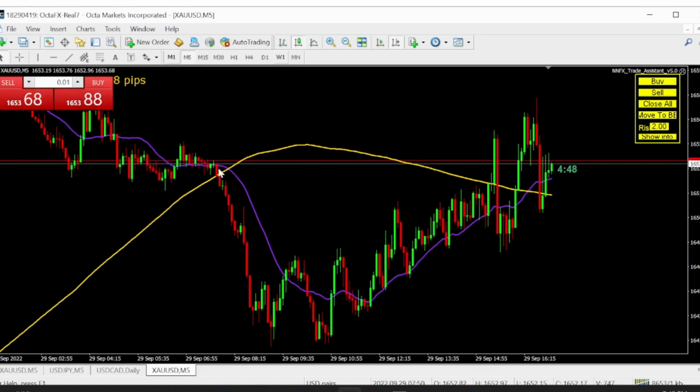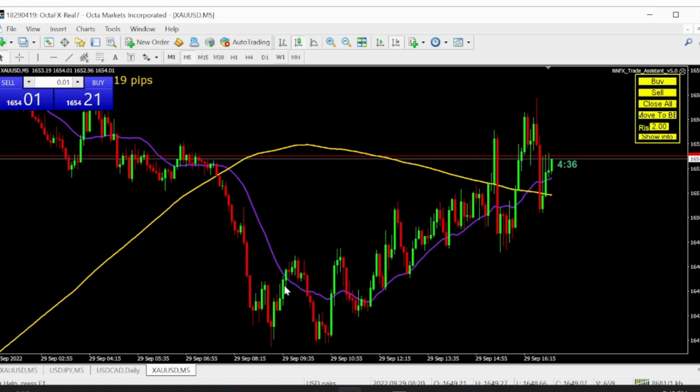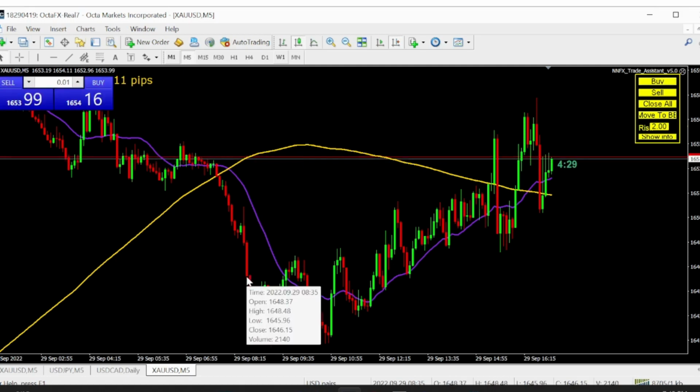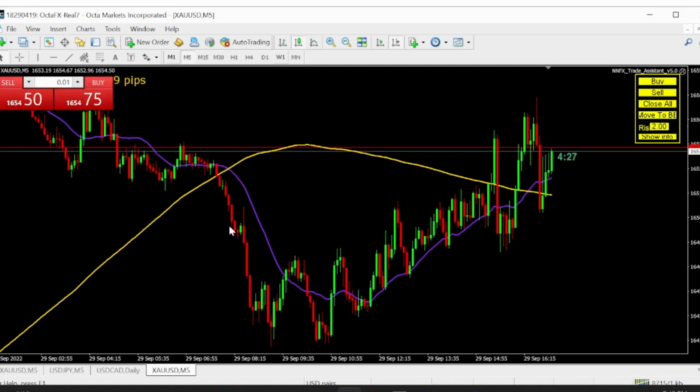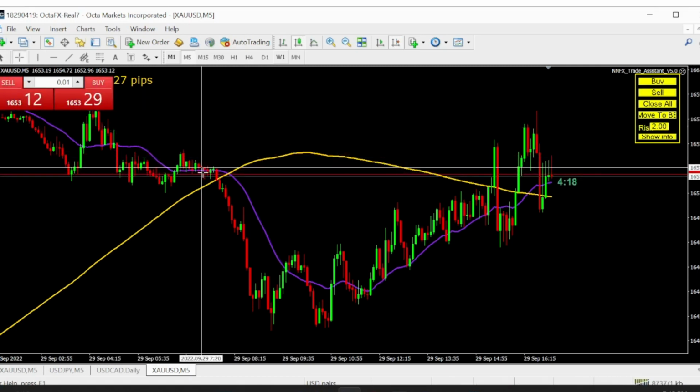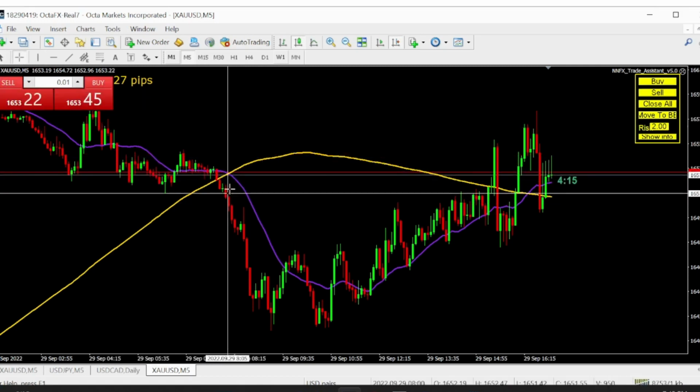Your price must be near the moving average. Here the price is near the moving average. Here also the price is comparatively near the moving average. Here you see the price is near the moving average, but here the price is away. Here the price is far away. Here the price is away. So we must meet all the criteria out here, and we'll make our entries where the first entry we get here.